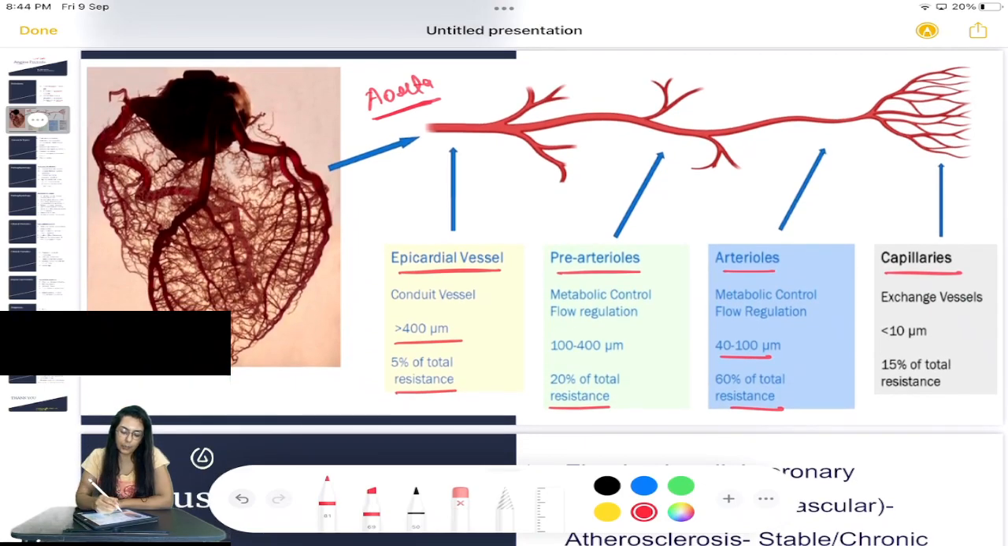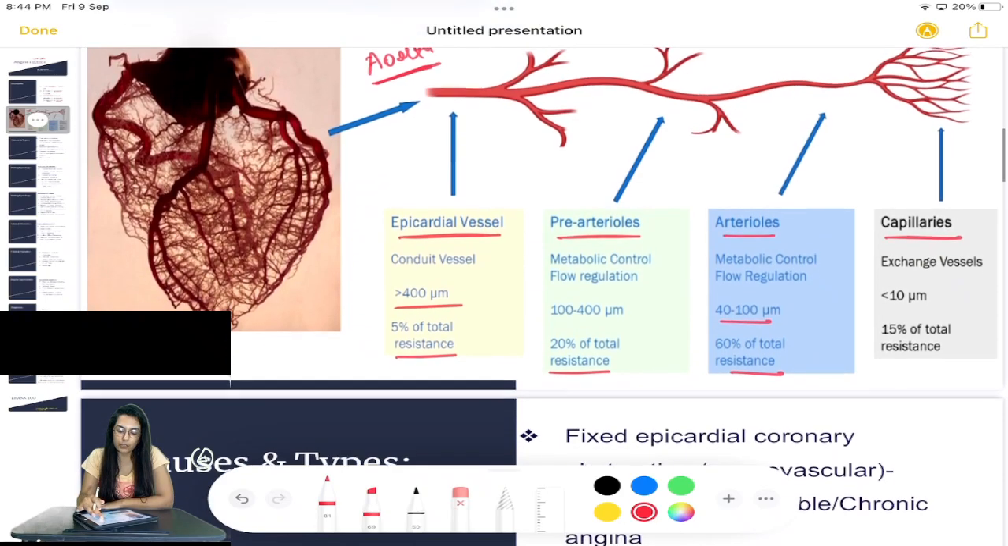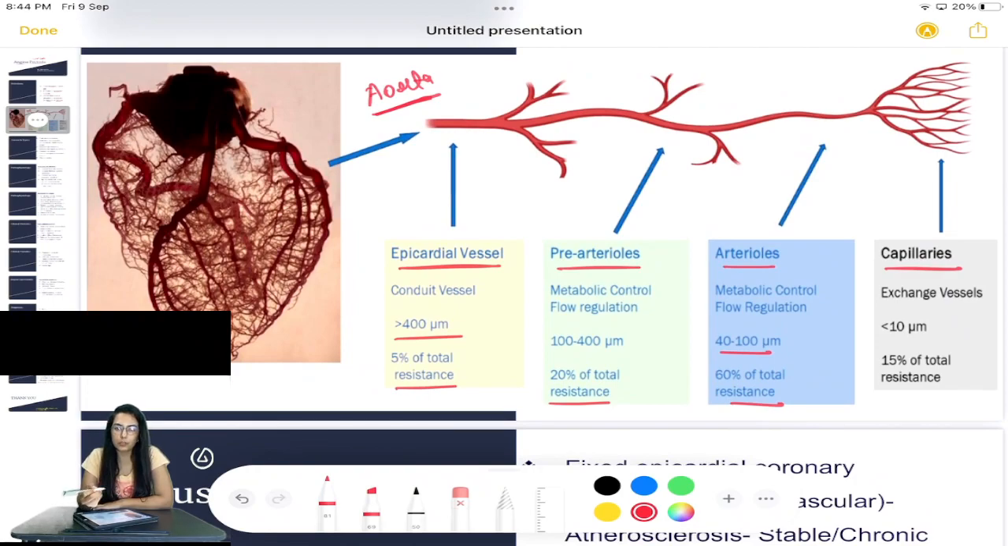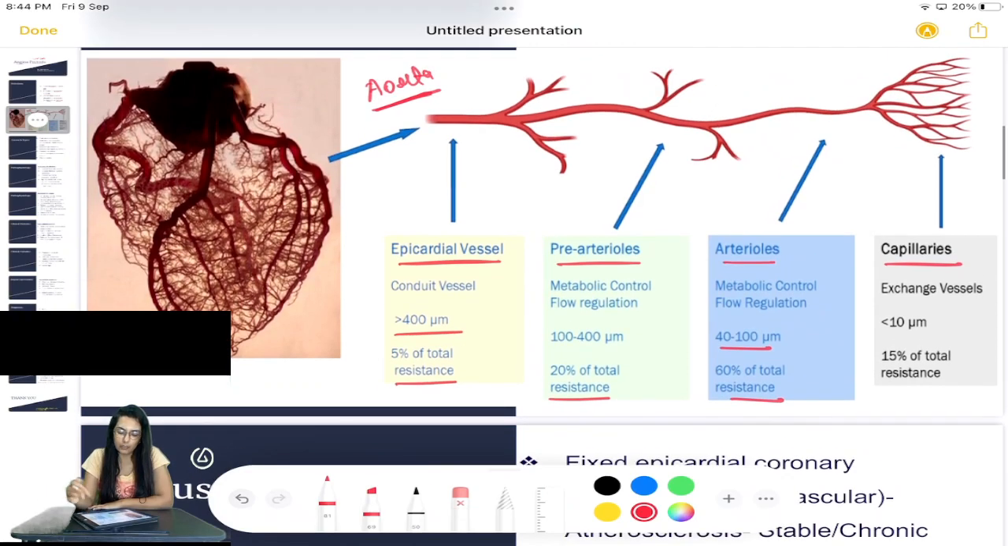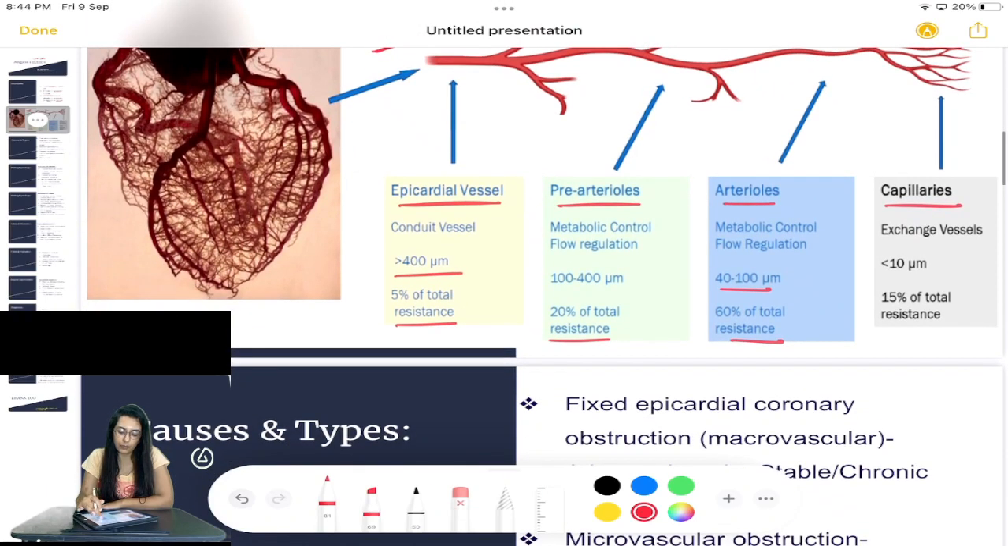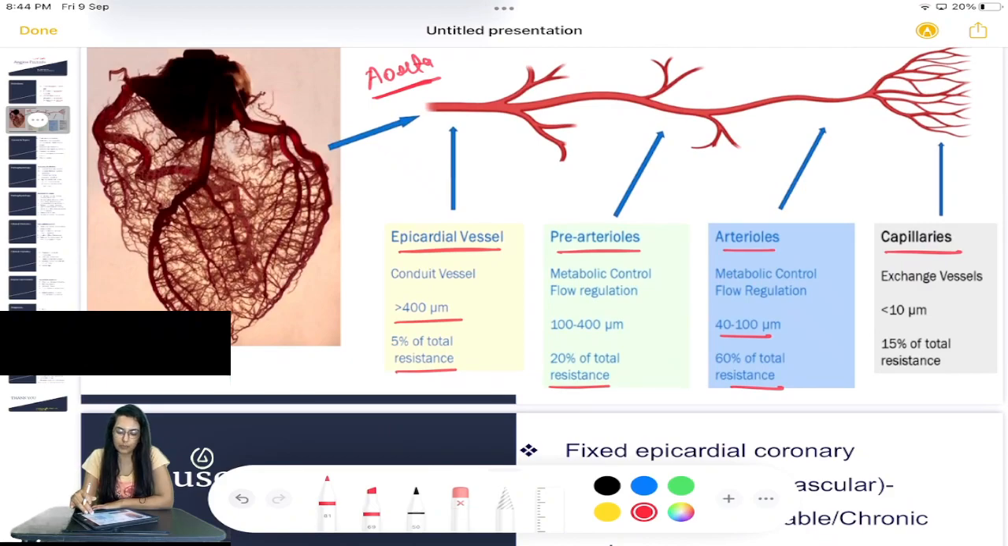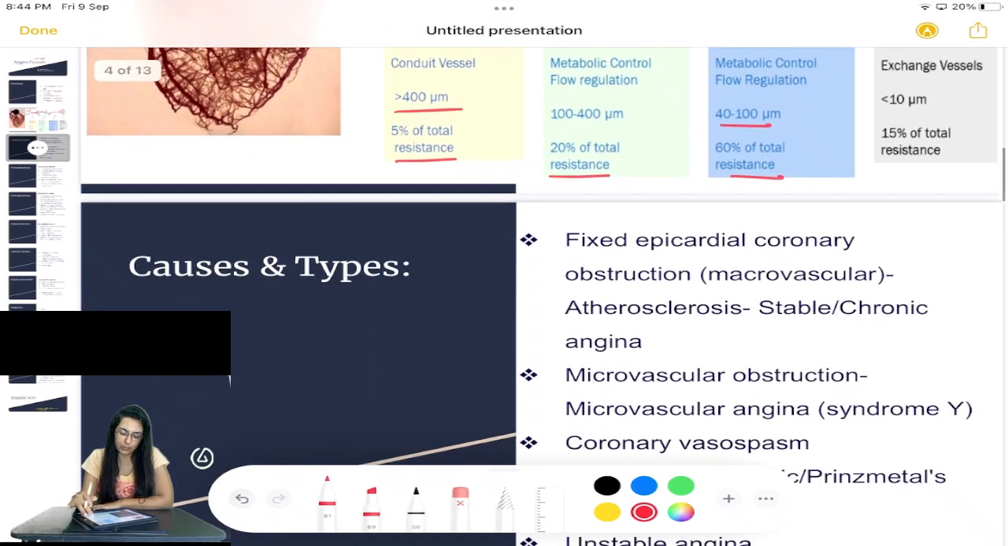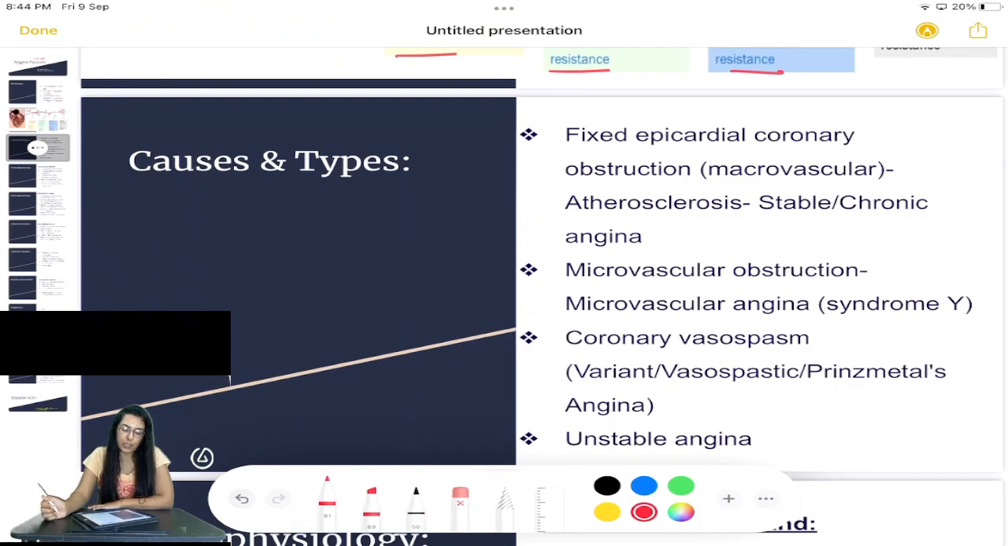Now epicardial vessels are responsible for patency of the lumen of vessels, and prearterioles and arterioles are responsible for dilatation of the small vessels whenever required. For example, if coronary perfusion pressure decreases, or if there is ischemia or stenosis of epicardial vessels, then prearterioles and arterioles will usually dilate and supply blood to the heart. When this does not occur, there is a type of angina that we will learn ahead. So first of all, causes and types of angina.